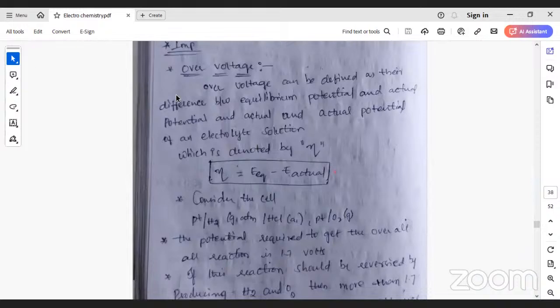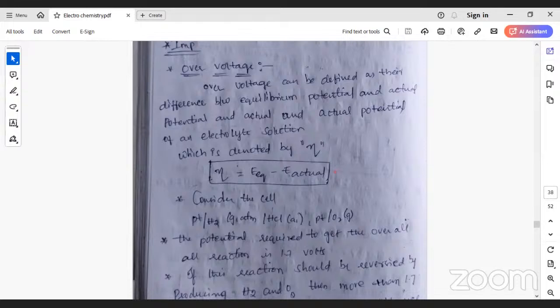One more concept is over voltage. This is also important from an exam point of view. As we know, when we charge our mobile phones, why do we use an adapter instead of giving power directly to the phone? The adapter helps to control the voltage.